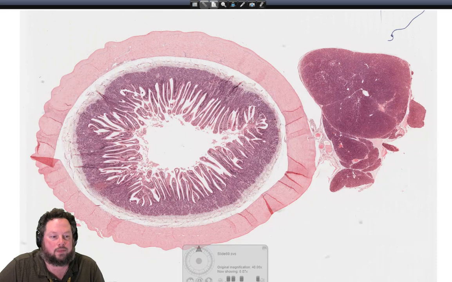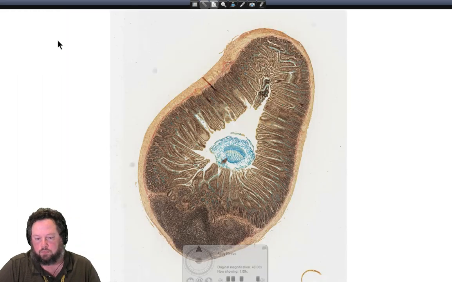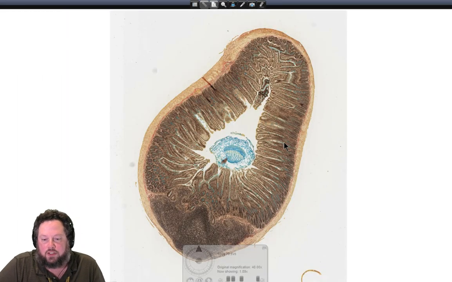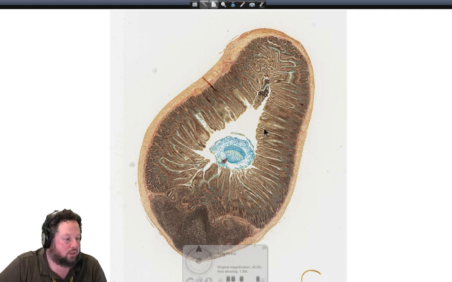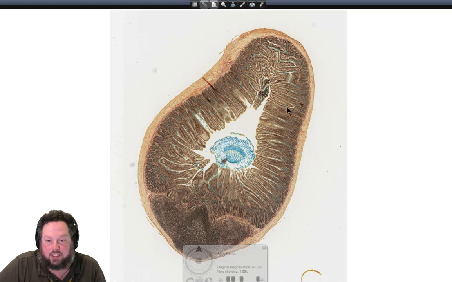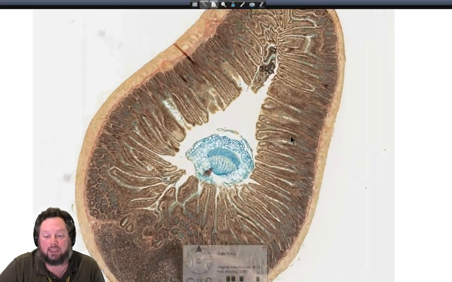All right, so next slide. Right, so this is a special stain. We've actually used a stain called Alcian blue here. Thanks for posting that, James. Alcian blue stains mucus this blue colour, and it's really lovely actually.